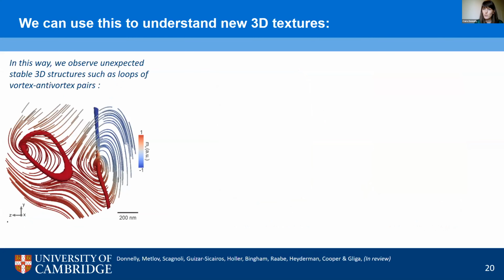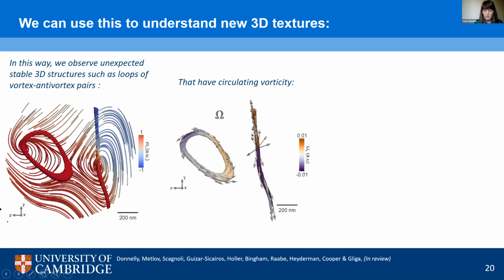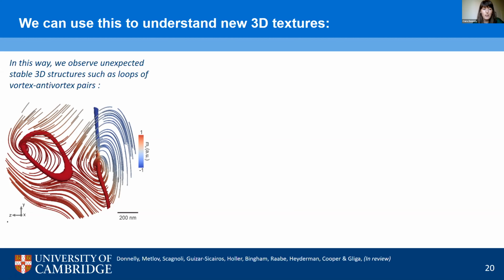And in particular, I want to show you a quick example of a loop that we observed in isosurfaces of the magnetization, where this isosurface corresponds to the magnetization pointing along the x direction. And when we look at the cross section of the magnetization of this loop, we see that it corresponds to a vortex and an anti-vortex pair. And the diameter of this loop is about 400 nanometers. So this is quite exciting.